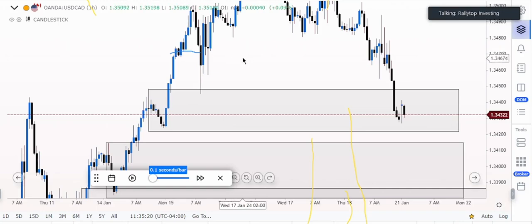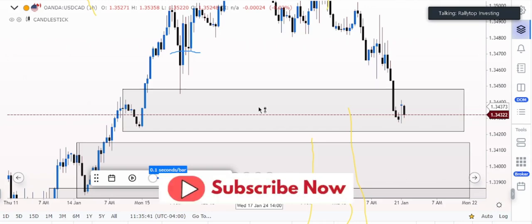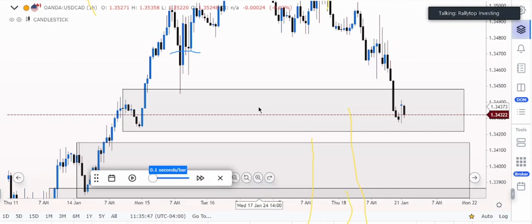The first one did not mitigate. In short, it has been mitigated twice. It mitigated here first, and came again and mitigated a second time. Once it is mitigated the first time, you don't need to use that very area of interest again. You want your area of interest to be high probability, so you need it to be fresh. The only time you find the smart money bringing price back to a mitigated area of interest is when they don't have enough orders to move price to where they want to move to. When they don't have enough orders, they will come back.